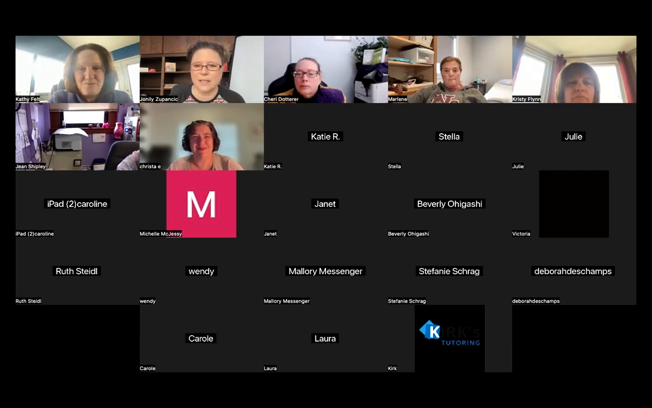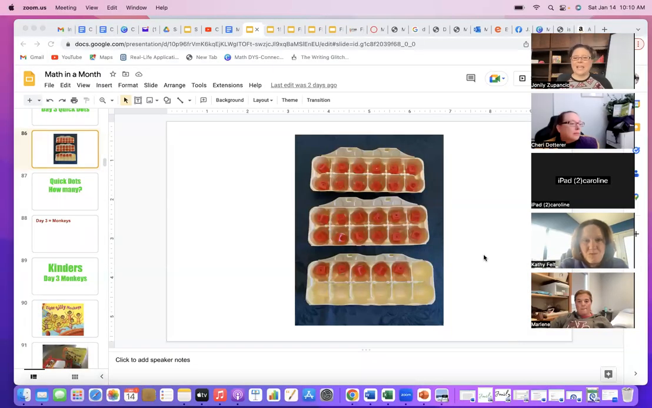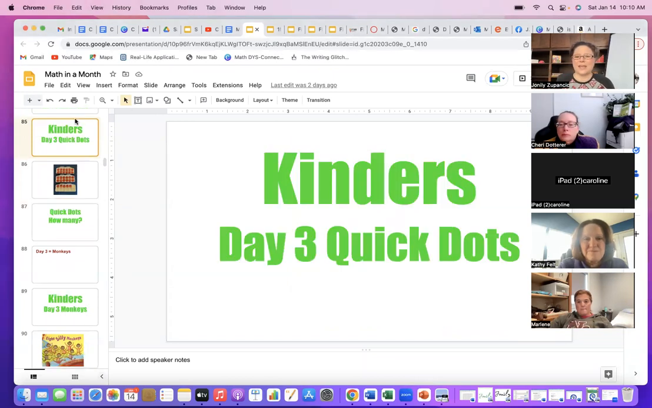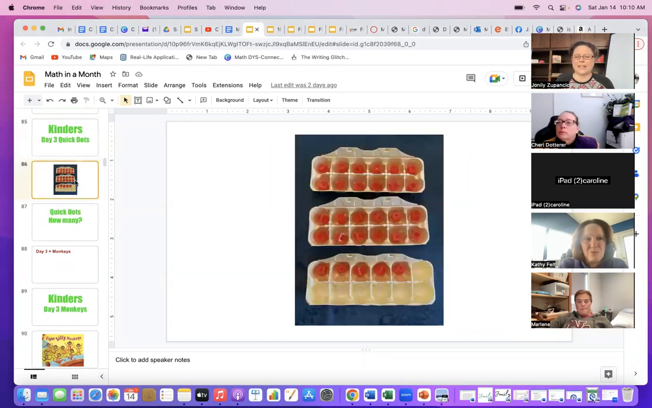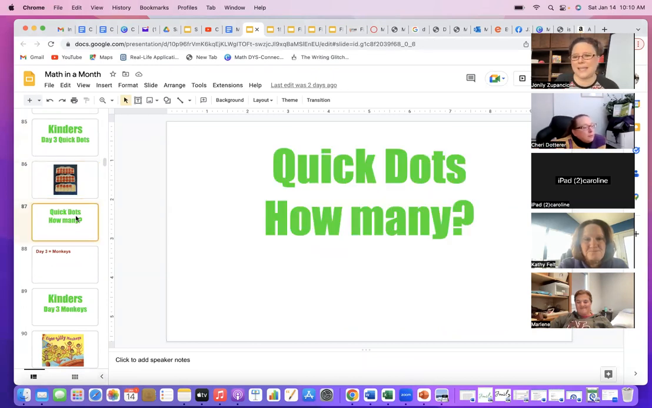I like to mess with kids a lot. Okay, here's the quick dot I showed my kinders. I told my kinders, okay, you're going to see a quick dot, and here it is. How many did you see? Now I was super excited because a lot of my kinders were like, 25, 25, 25, 25.